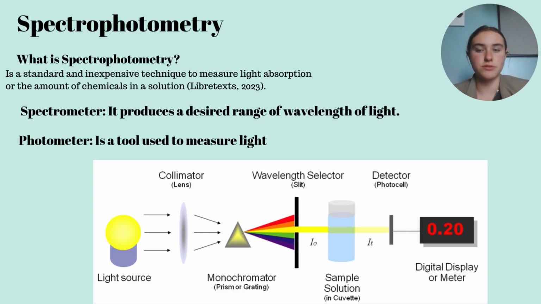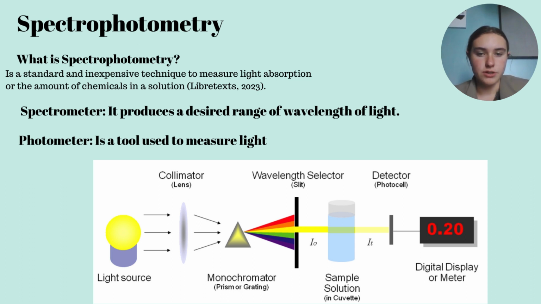Next is spectrometry. What is spectrometry? It's a standard and inexpensive technique to measure light absorption or the amount of chemicals in a solution. A spectrometer produces a desired range of wavelengths of light.